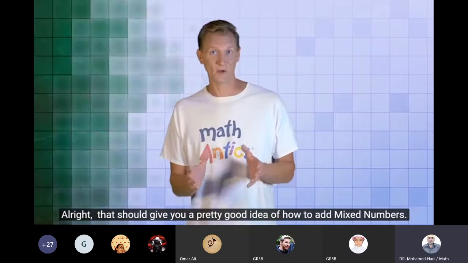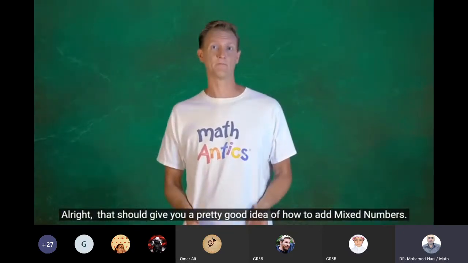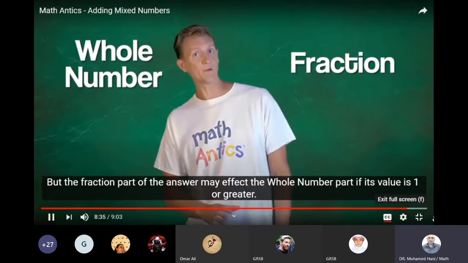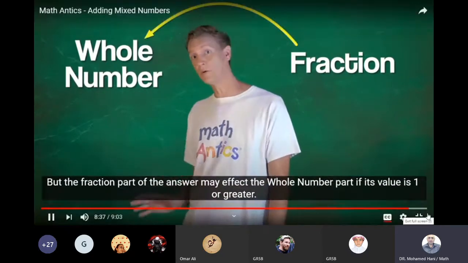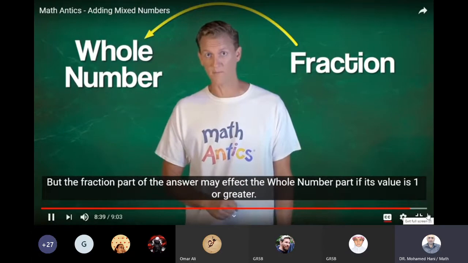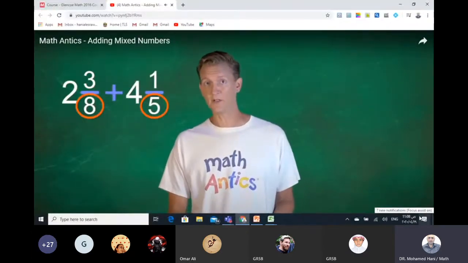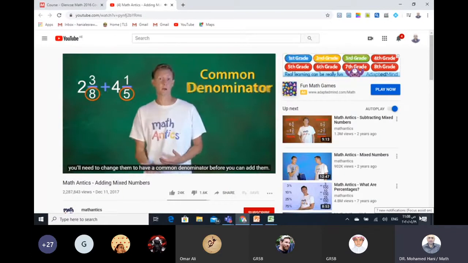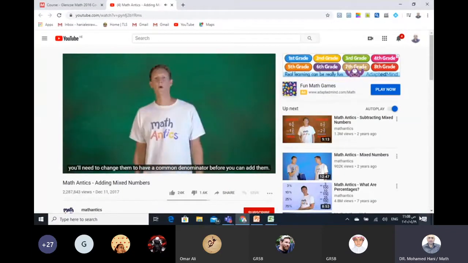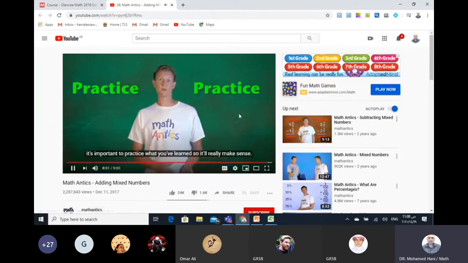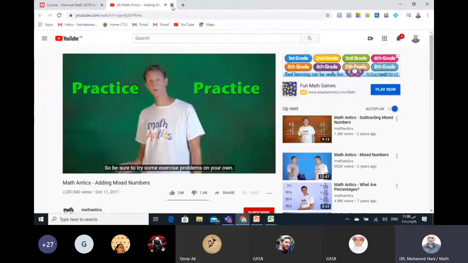All right, that should give you a pretty good idea of how to add mixed numbers. You can add the whole number parts and the fraction part separately, but the fraction part of the answer may affect the whole number part if its value is 1 or greater. And remember, if the fraction parts have different denominators, you'll need to change them to have a common denominator before you can add them. With complicated arithmetic like this, it's important to practice what you've learned so it'll really make sense. So be sure.